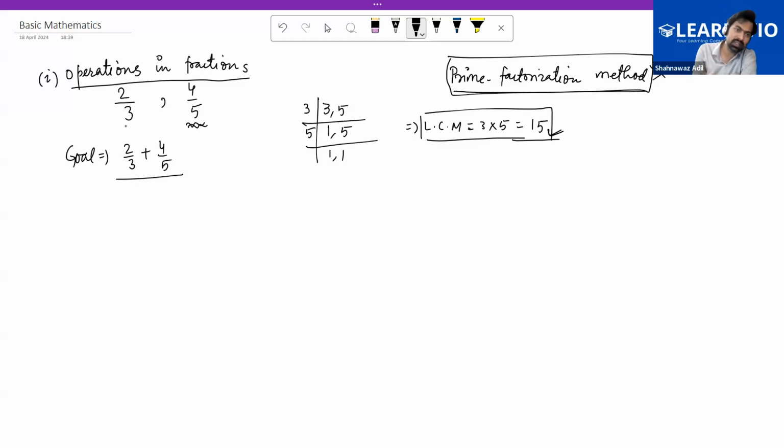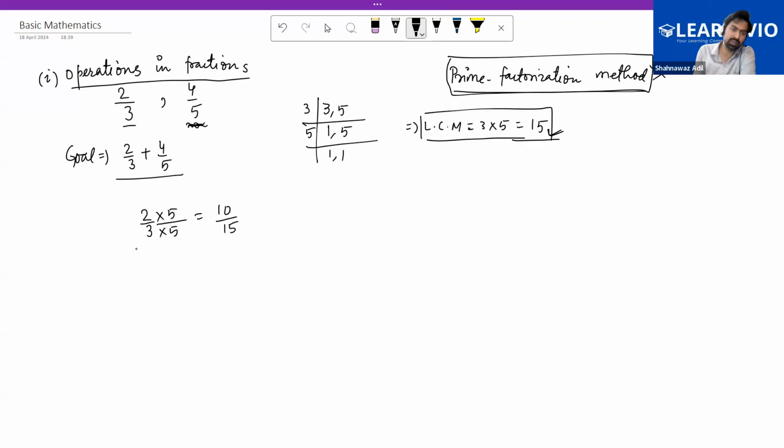Now this has a denominator 3. This has a denominator 5. The lowest common multiple of 3 and 5 is 15, right? So what should I do with this one so that its denominator becomes 15? Multiply it with 5. Absolutely correct. So we have 2 by 3. We multiply and divide by 5. So this becomes 10 by 15, right?